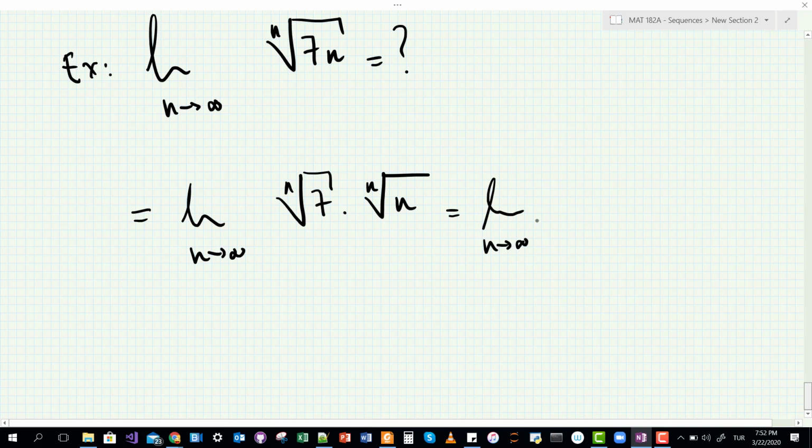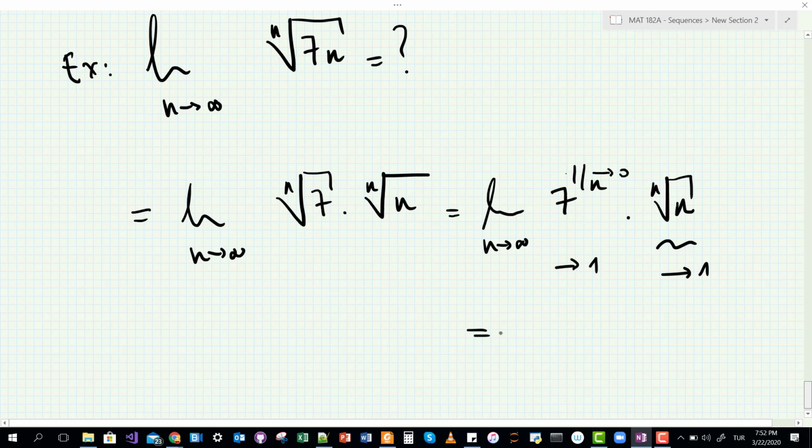But I see something else. This is equal to this one, and then I already know what that limit is since I just solved it in the previous example. This goes to 1, and then this part goes where? You remember from the third rule I gave you. Since when n goes to infinity, this will go to 0. 7 to the 0 will go to 1. So 1 times 1, which is 1.